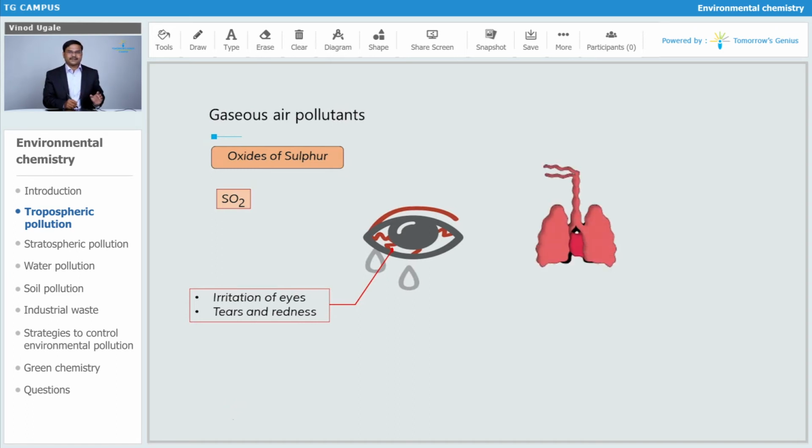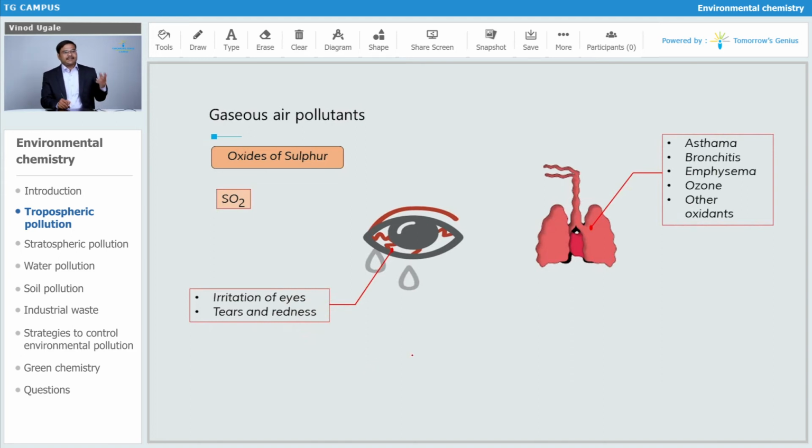Next, the most important part of the human body, our lungs, is affected by sulphur dioxide. So when we are walking on the road, on the bike, or traveling, that sulphur dioxide goes into our lungs, and it is going to cause various problems to the lungs like asthma, bronchitis, emphysema. Ozone and other oxidants are also responsible for that.